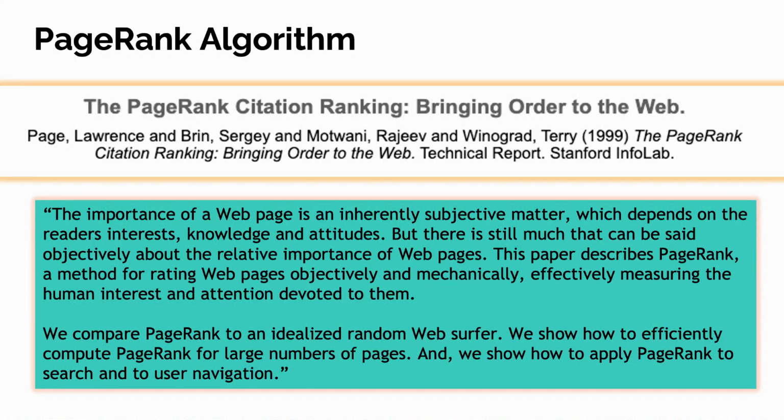So PageRank is a method for rating web pages objectively and mechanically, effectively measuring the human interest and attention devoted to them. It's kind of an indirect measure of interest in a web page and therefore its importance. Then they say, we compare PageRank to an idealized random web surfer. We show how to efficiently calculate this and how to apply it to search. So you see the beginning of this idea of PageRank for the search application.